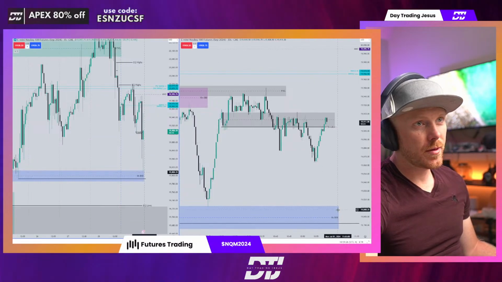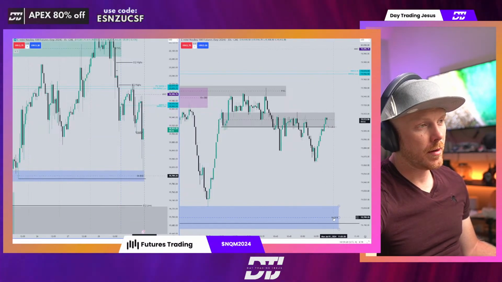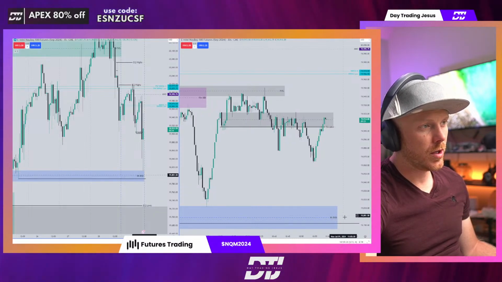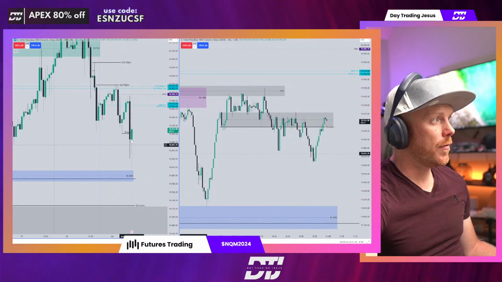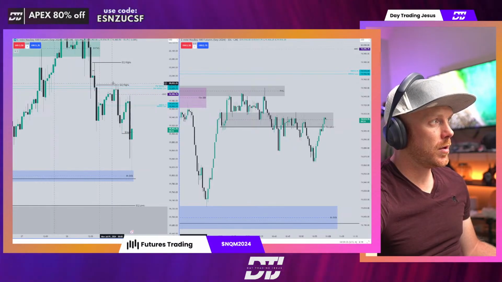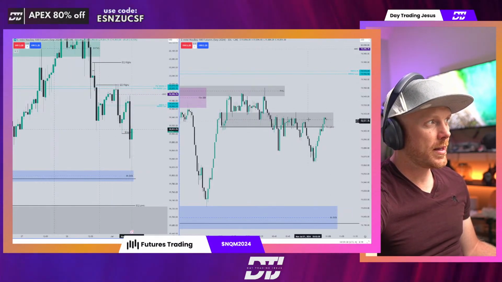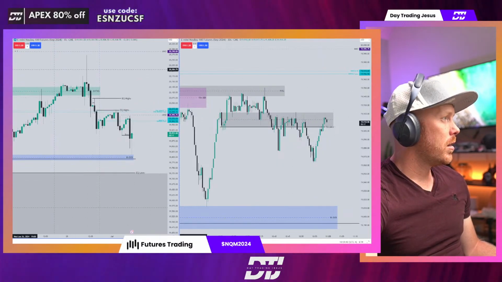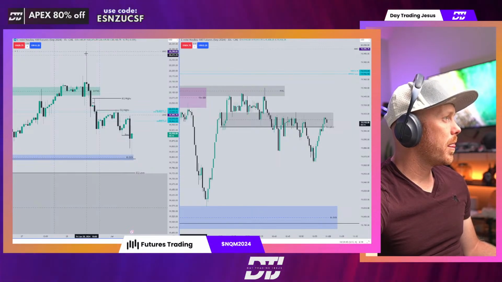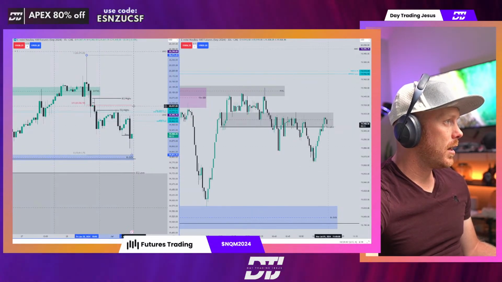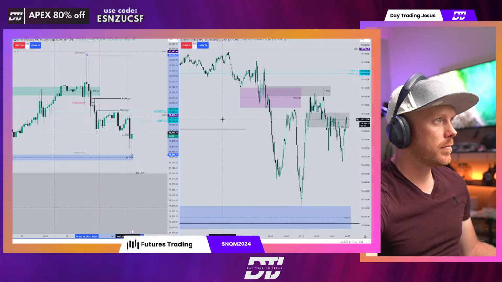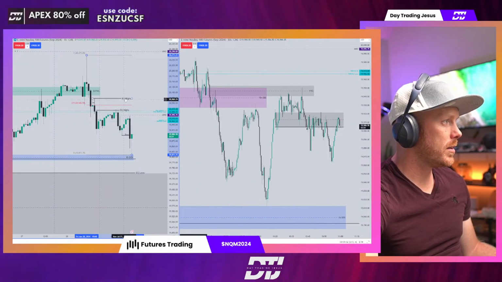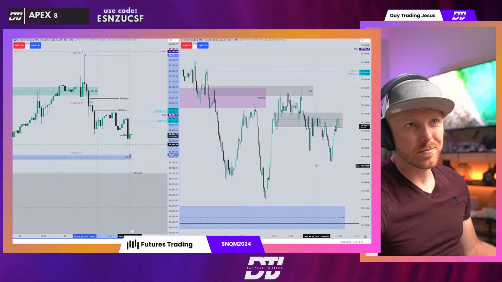I don't know when it wants to run them. We don't know when, but it will. It will hit these. We just don't know if it wants to come back up and tag these equal highs, or if we want to respect this and then continue lower. Equilibrium is sitting right in between these two equal highs. So we are in discount.